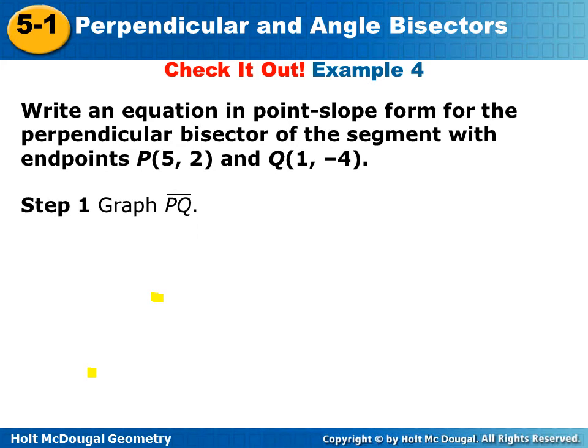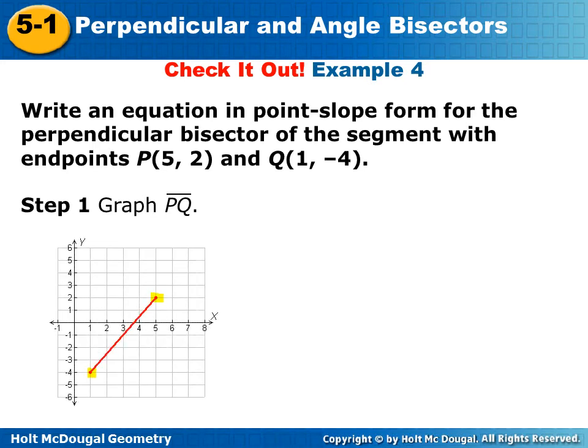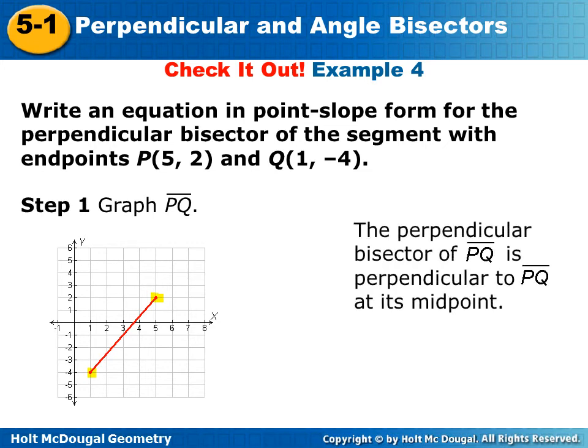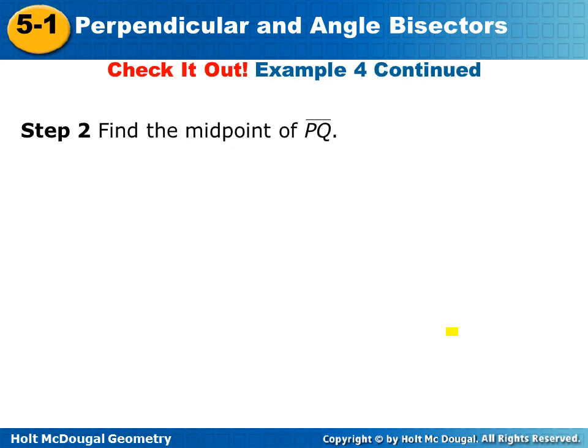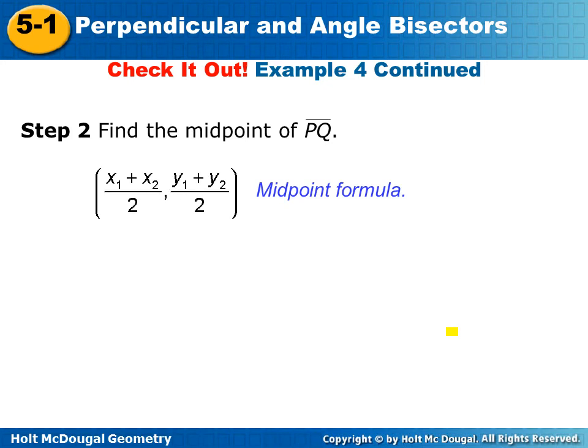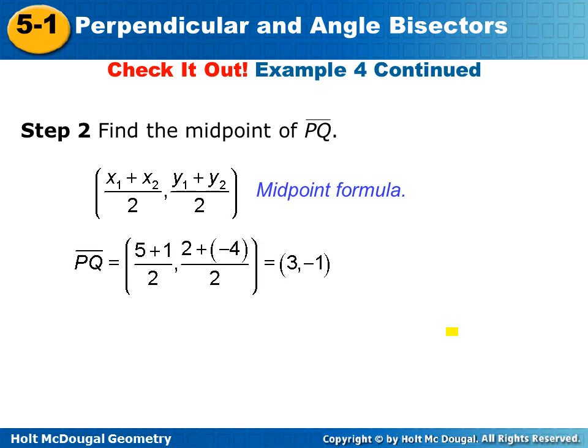Here we want to write an equation in point-slope form for the perpendicular bisector of a segment with endpoints 5, 2, and 1, negative 4. So first we graph PQ. PQ looks like this. The 2 yellow points are the endpoints P and Q. The perpendicular bisector is perpendicular to PQ at the midpoint. So first we have to find the midpoint of PQ. The midpoint formula is what we're going to use to do that.